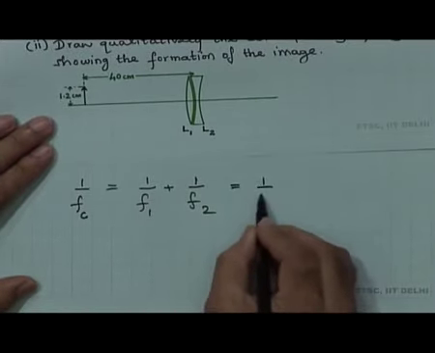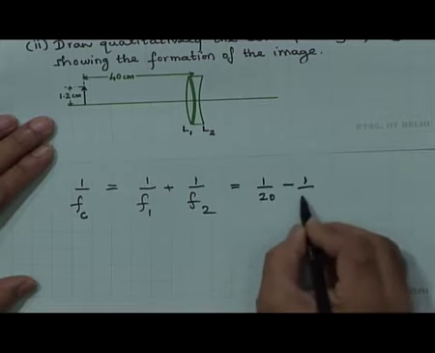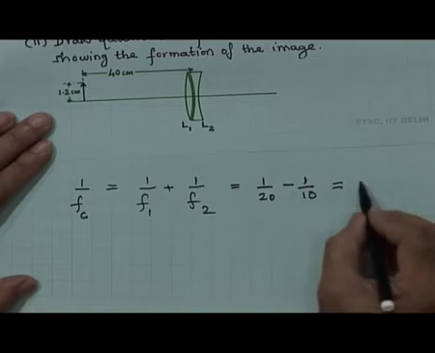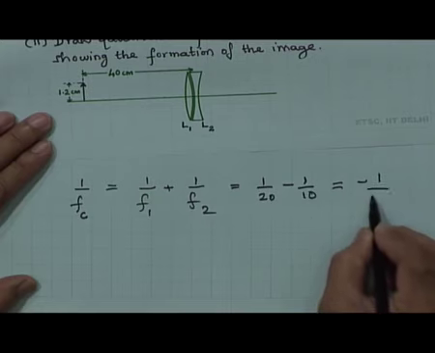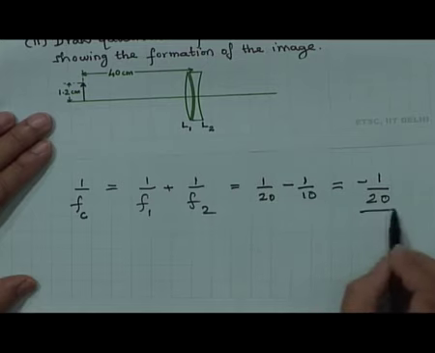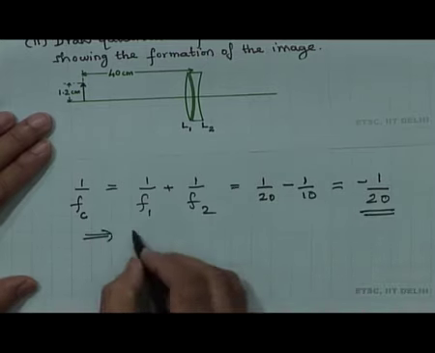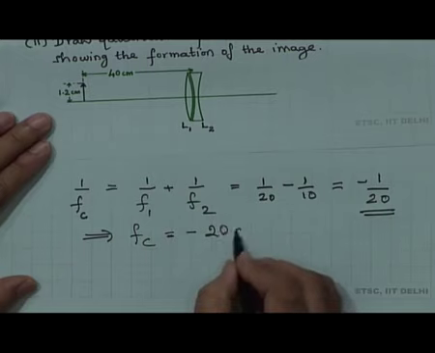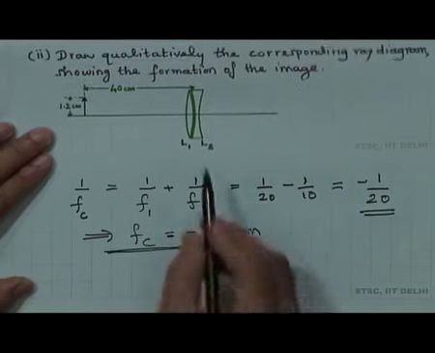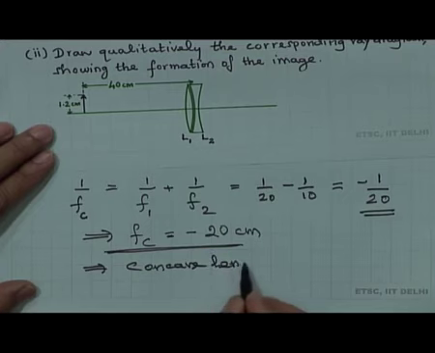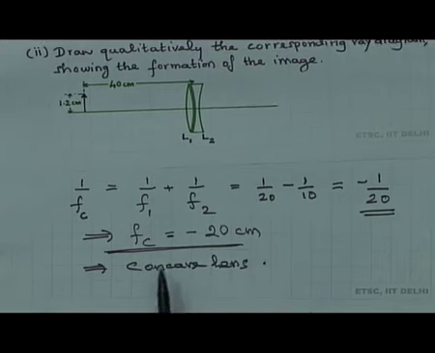So, this is plus, that is minus. So, this is 1 by 20 minus 1 by 10, which is 1 by 20 minus 2 by 20, and therefore, this is minus 1 by 20. This implies fc, that is the focal length of the combination, is minus 20 centimeter. This implies the combination acts like a concave lens. This helps in drawing the image.